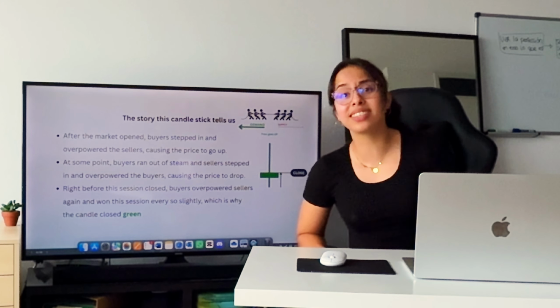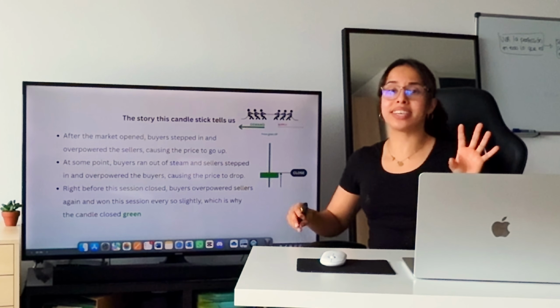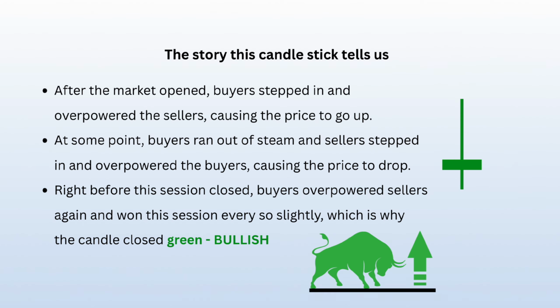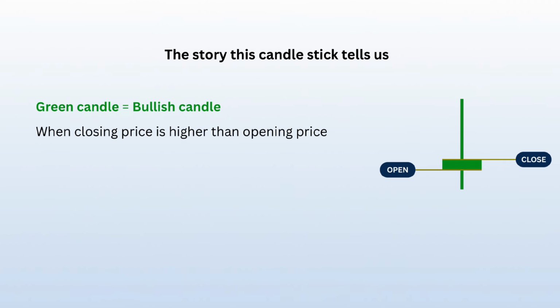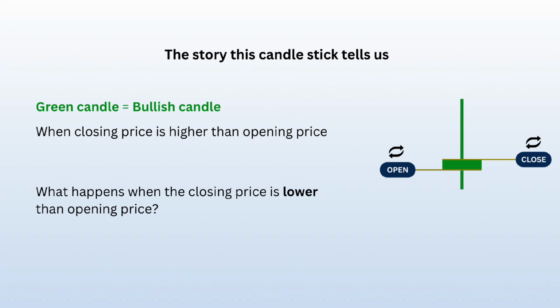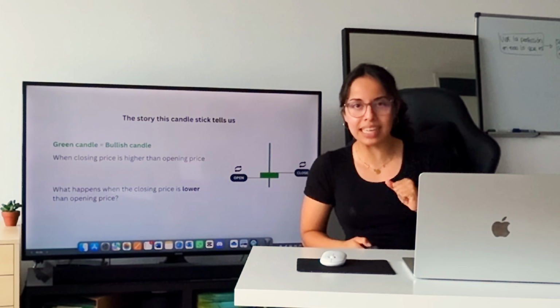Now, whenever a candlestick closes green, this also has a special name, which is called bullish. So a green candle is a bullish candlestick. Got it. And by definition, it's when the closing price is higher than the opening price. But what happens when the closing price is lower than the opening price? So what happens when the open and the close reverse? You know, like an Uno reverse card. Let's take a look at that.